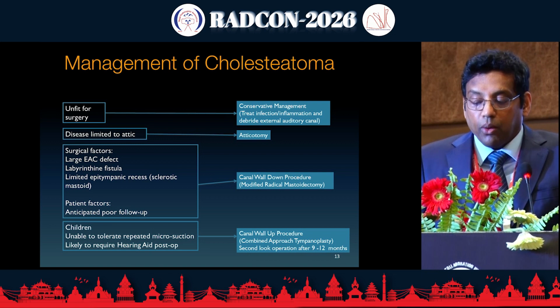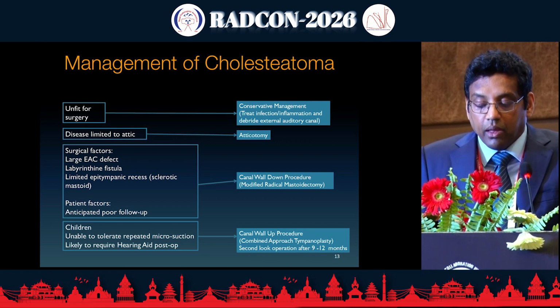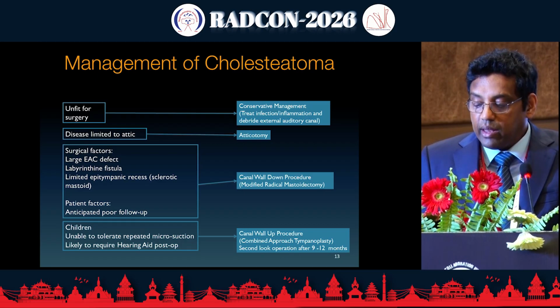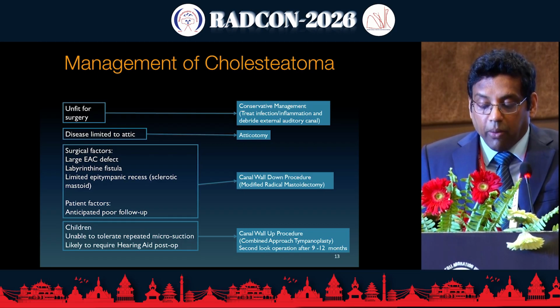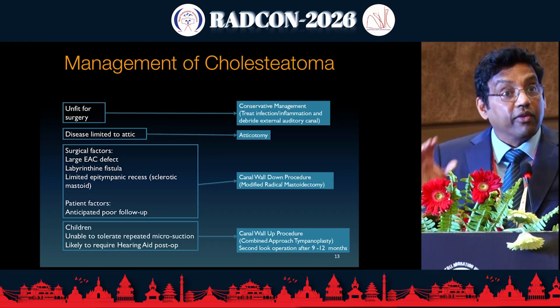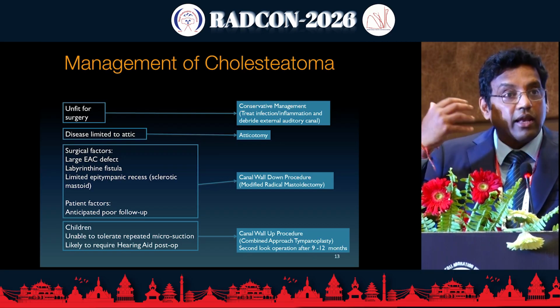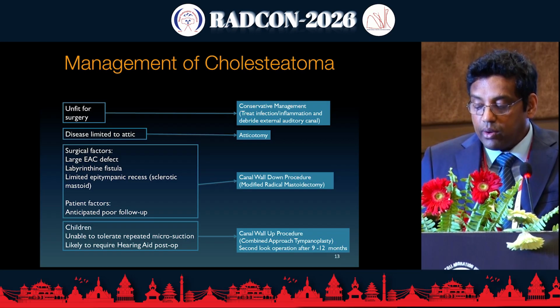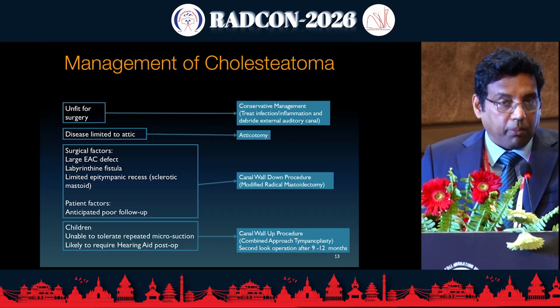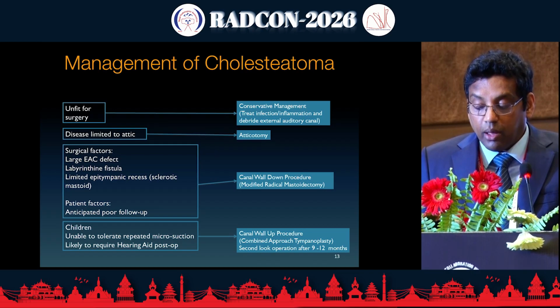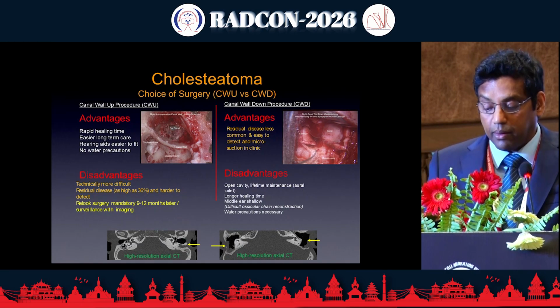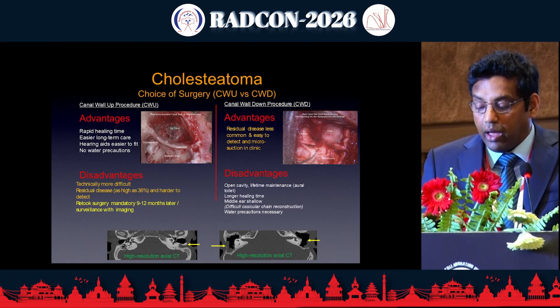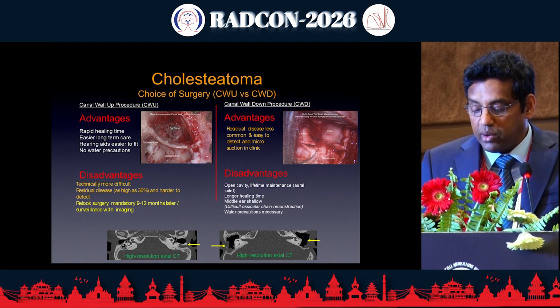So management is usually surgery. If it's small, like the one I showed you earlier, you can just do an atticotomy. But if it's quite extensive and goes into the mastoid, then they have to do a mastoidectomy. And there are two types, the canal wall down and the canal wall up surgery. Let's talk about the two types of mastoidectomy. The canal wall down is the traditional one. We start with this first.